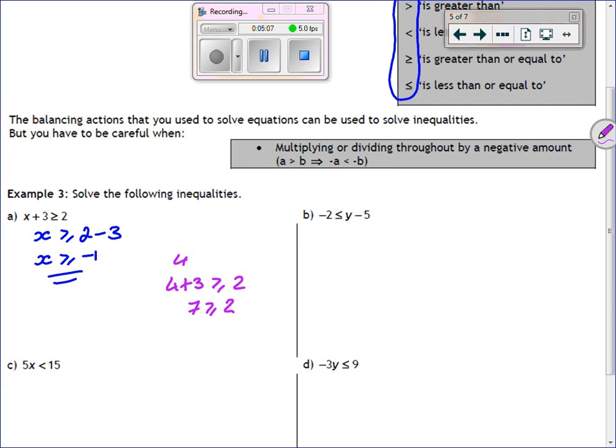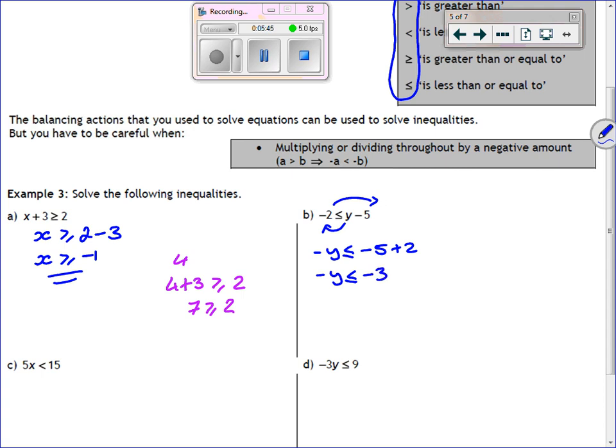Second example, we've got minus 2 is less than or equal to y minus 5. So again, solve it the exact same way. Let's take the minus 2 across to here and the y across to here. So I'm going to make this say minus y is less than or equal to minus 5 plus 2. Watch out for your change side, change sign. So that would give me minus y is less than or equal to minus 5 plus 2, which is minus 3.